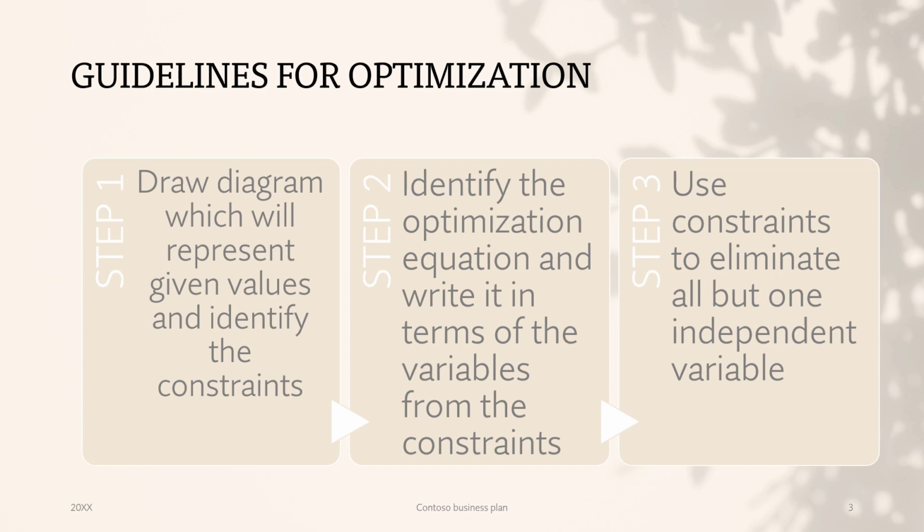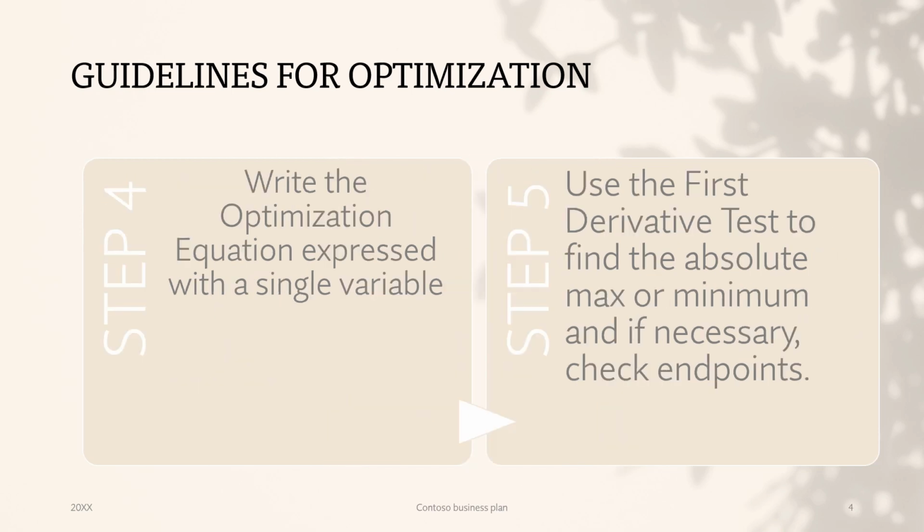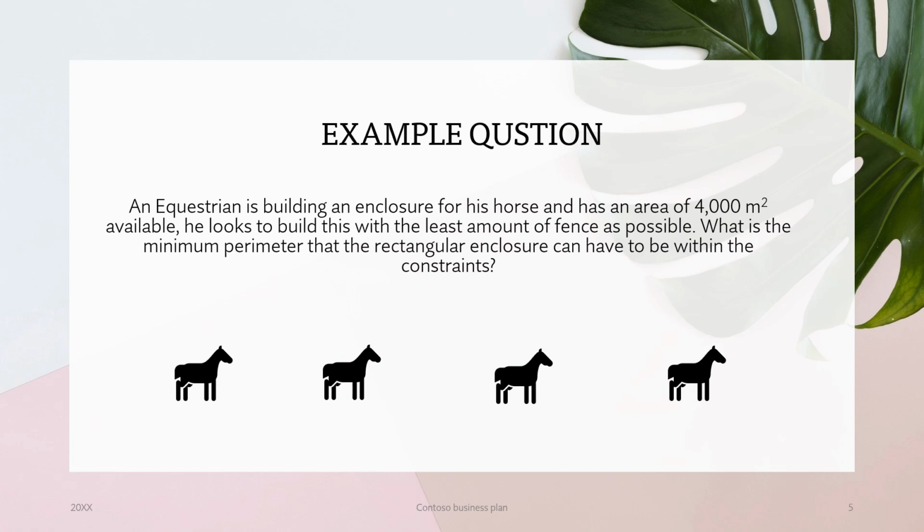Some guidelines for optimization. Step 1 would be to draw a diagram which will represent given values and identify the constraints. Step 2 would be to identify the optimization equation and write it in terms of the variables from the constraints. And step 3 would be to use constraints to eliminate all but one independent variable. Step 4 is to write the optimization equation expressed with a single variable. And step 5 is to use the first derivative test to find the absolute max or min, and if necessary, to check the endpoints.